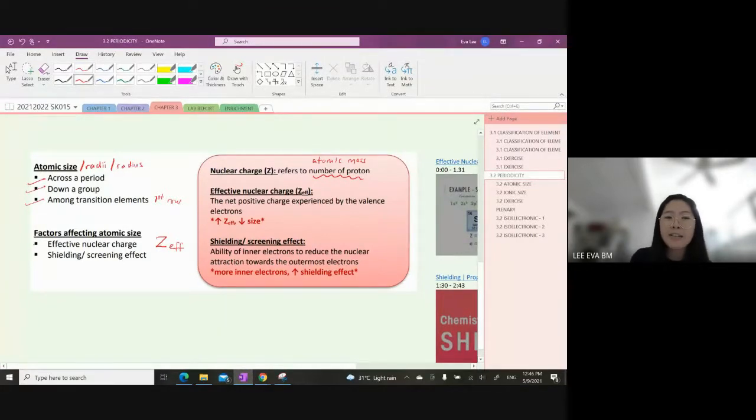Okay, and then the second factor over here, we have the shielding effect or screening effect. So look at the red box over here, madam give a little bit of definition. For effective nuclear charge, our Zeff, is the net positive charge experienced by the valence electron. Okay, so let's look at this video.